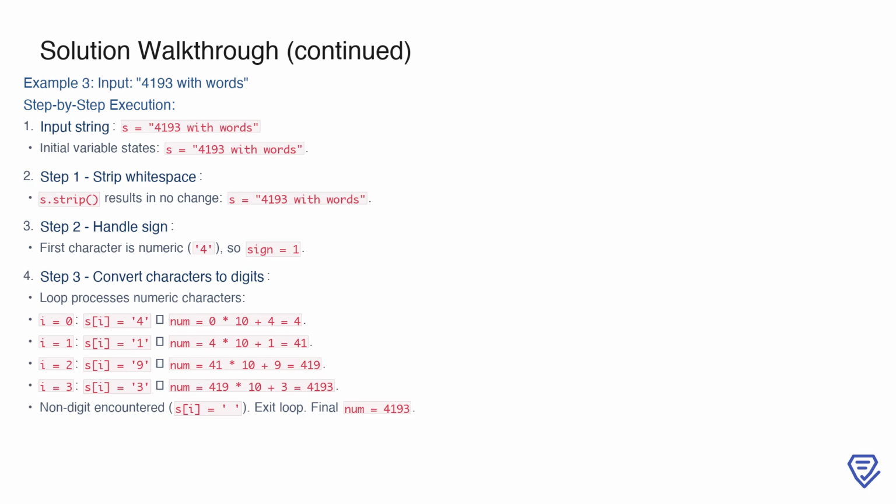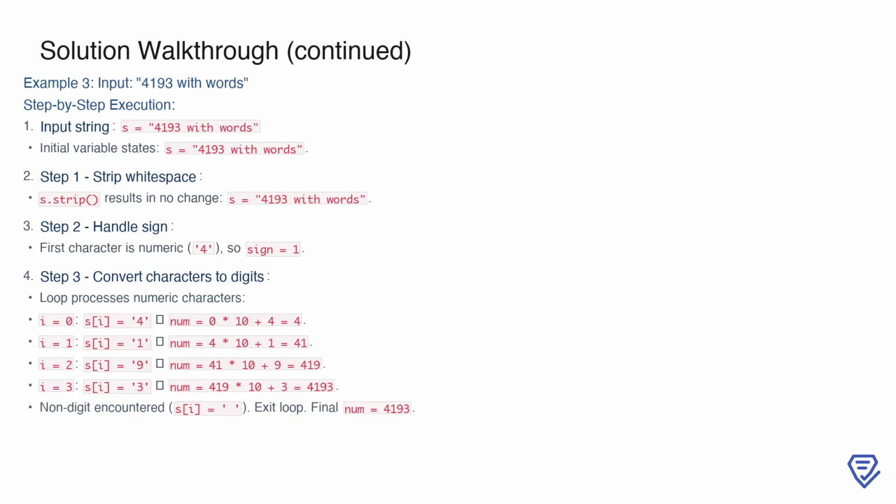The initial string doesn't have any leading or trailing spaces, so strip doesn't change it, leaving s equals "4193 words". Moving to step 2, the first character is a digit, so the sign is set to 1. In step 3, we begin processing numeric characters.